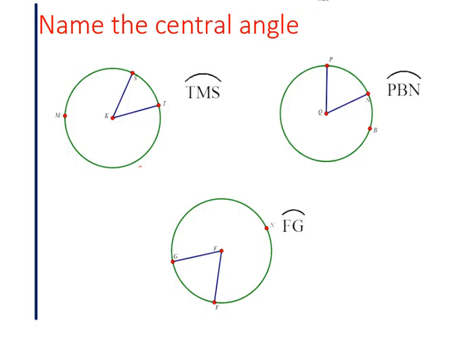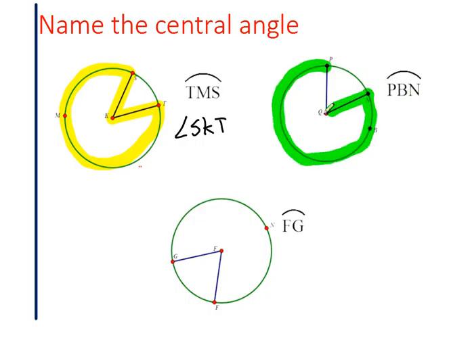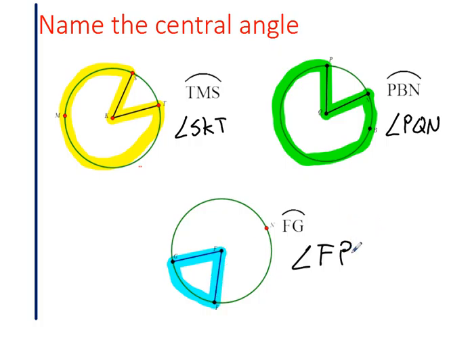Let's try to name the central angle for each of these arcs. The arc in the first example is arc TMS. And what connects down to the center of the circle is SKT. So angle SKT is our central angle. What is the angle for arc PBN? PBN connects to the center of the circle at angle PQN. Angle PQN is our central angle. What's the central angle for arc FG? Travel that back down from those 2 points to the center of the circle, and I see the angle FPG.